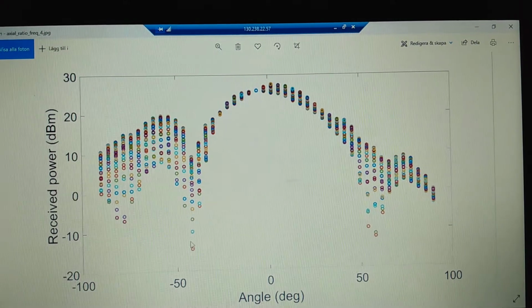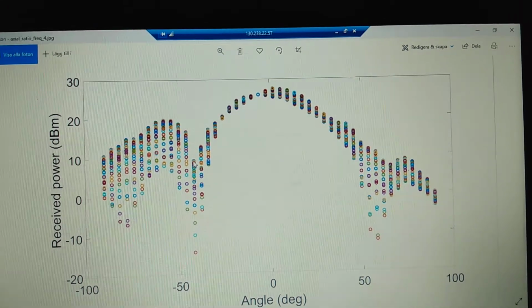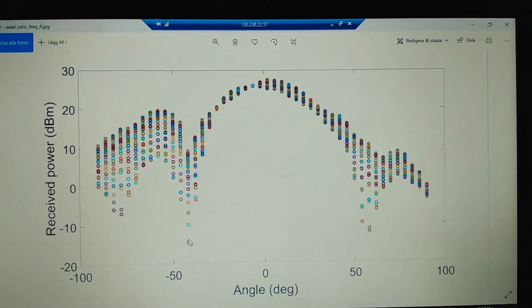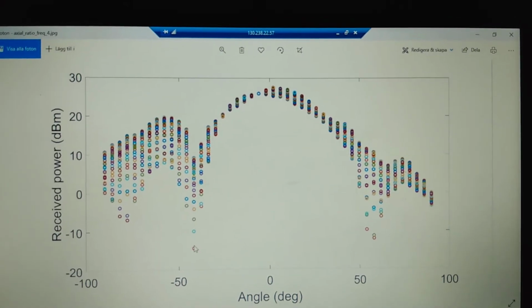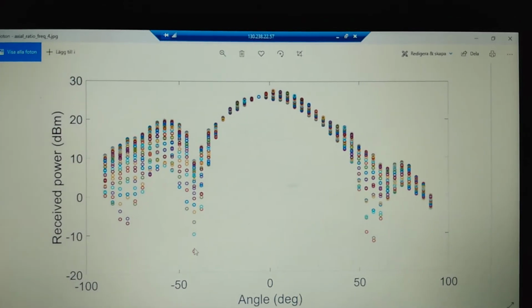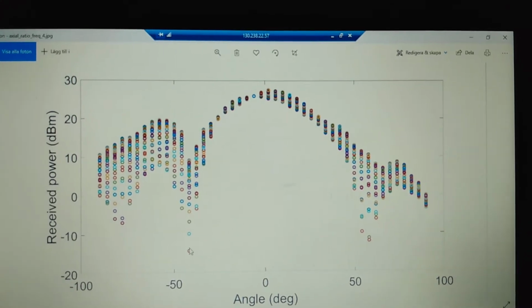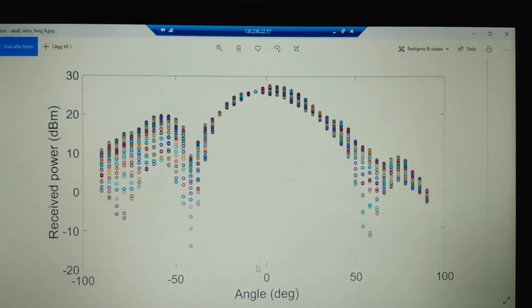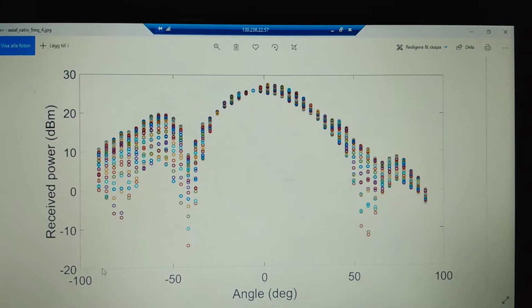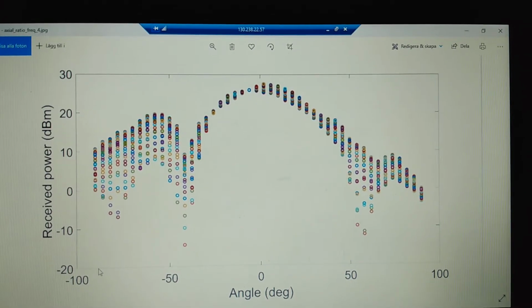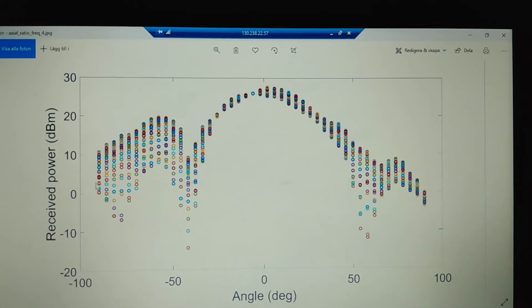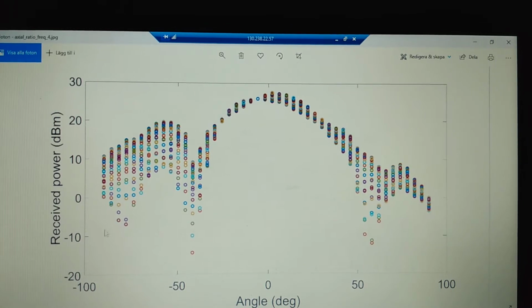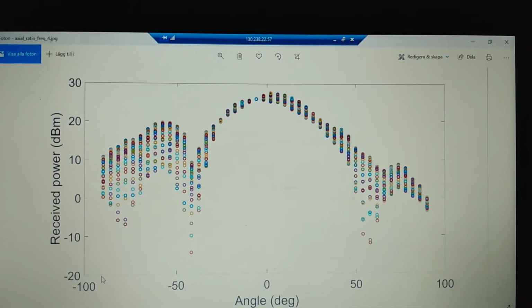So here we see these 29 steps which the linear polarized standard antenna makes as it rotates around its axis. So these are the 29 steps, the power levels measured at the 29 steps. So for example, here when the antenna under test is looking at minus 90 degrees, these are the power levels which are measured at 29 different steps when the antenna under test is looking at minus 90 degrees.